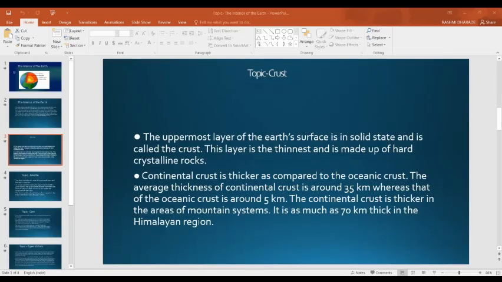Crust. The uppermost layer of the Earth's surface is in the solid state and is called the crust. This layer is the thinnest and is made of hard crystalline rocks. Continental crust is thicker as compared to the oceanic crust. The average thickness of the continental crust is around 35 km, whereas that of the oceanic crust is around 5 km. The continental crust is thicker in the areas of the mountain system. It is as much as 70 km thick in the Himalayan region.